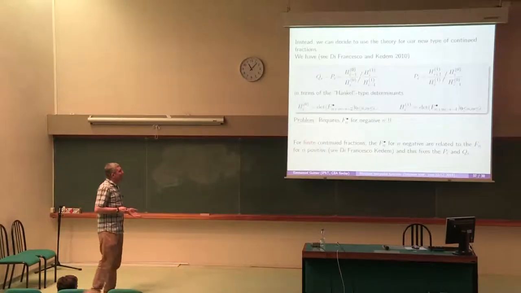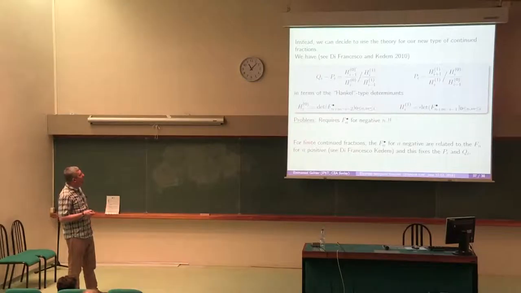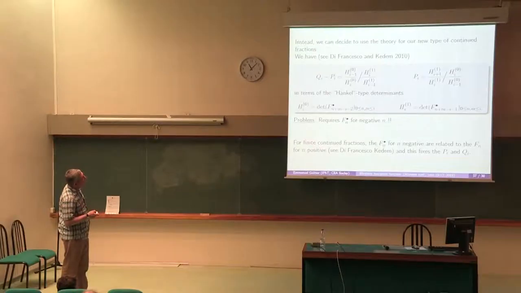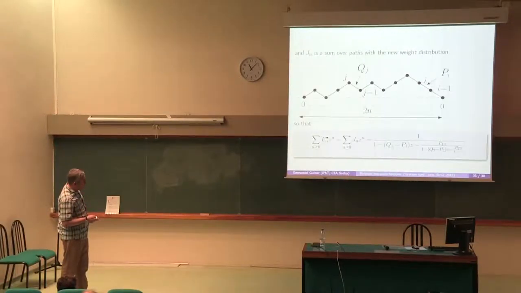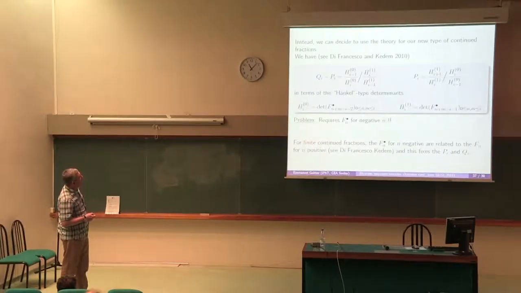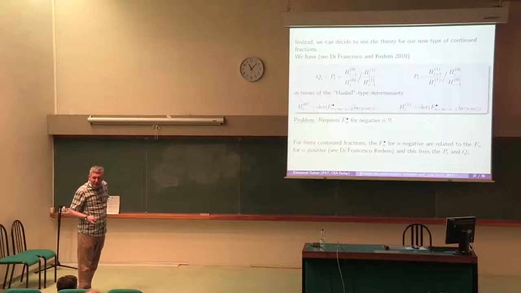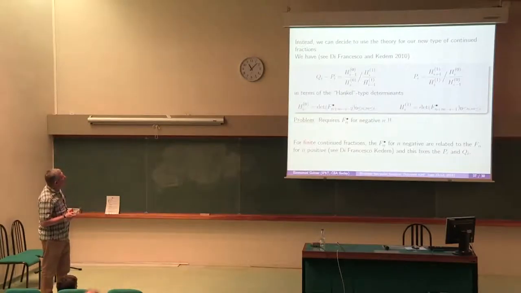But now you can try to have a more constructive approach, and that's almost finished. You can decide to use the theory of this new type of continued fraction to extract the coefficients. You can find a nice paper by Philippe and Milan. What they say is that this ratio of Hankel type determinants of this type, the minus might be wrong because this is shifted by one. I think they're correct, but I'm not completely sure, so don't use these transparencies without checking.